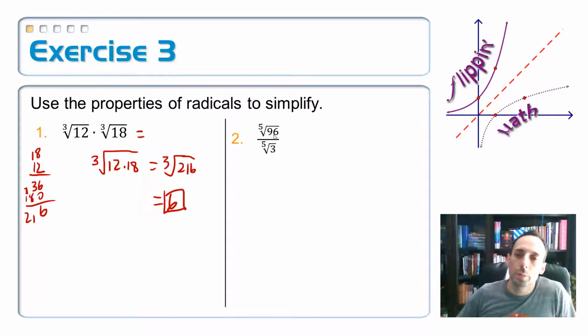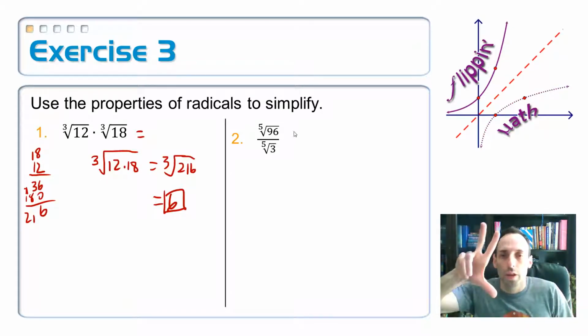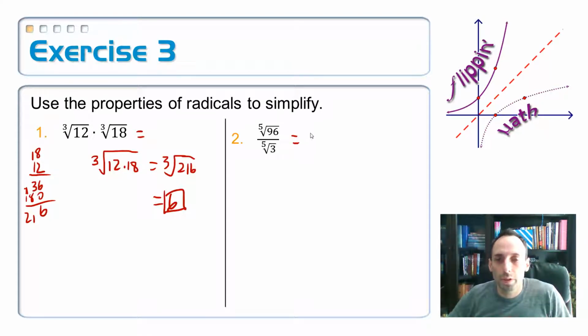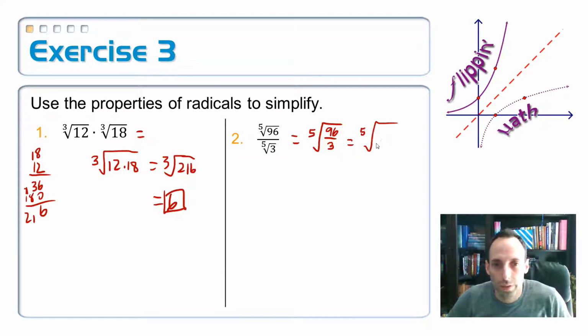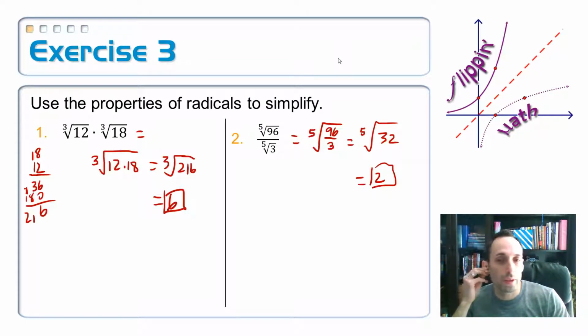Okay, over here on number 2, it's using the quotient property. So I can condense these things down, put them underneath the same fifth root, and make this 96 divided by 3. So that is the fifth root of 32, and the fifth root of 32 is 2. Okay, so they're not always going to work out nice and simple like that, where it's a perfect cube or a perfect fifth root. So instead, we have to learn how to simplify them when they're not.